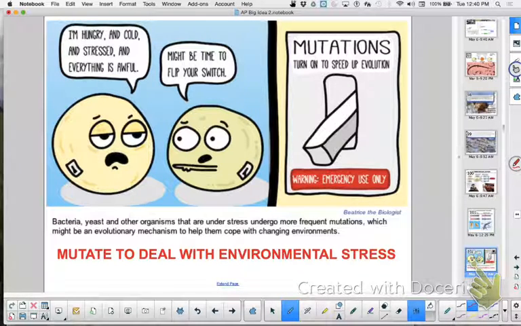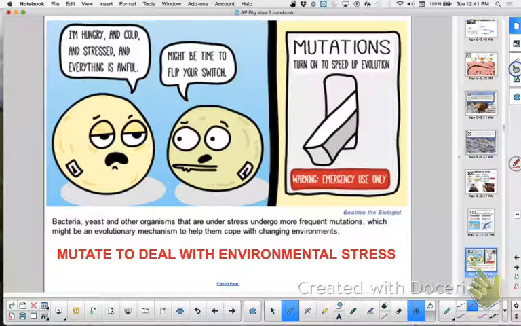Another way to deal with environmental stress is to mutate. What could a mutation bring? It could give you a new gene, which could give you a new adaptation, right? Do you remember when we talked about genes moving around? What do we call those jumping genes? Yeah, transposons. So when they jump around, you might get a new combination of exons, which could help you to be better adapted. So this could be another thing.